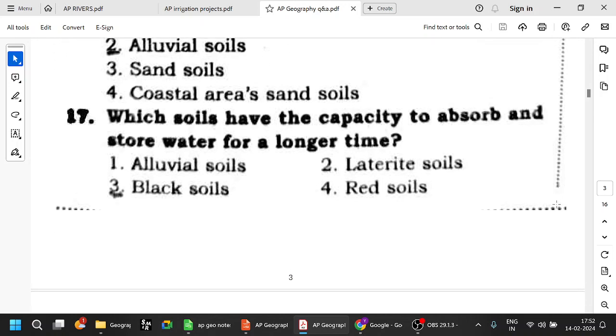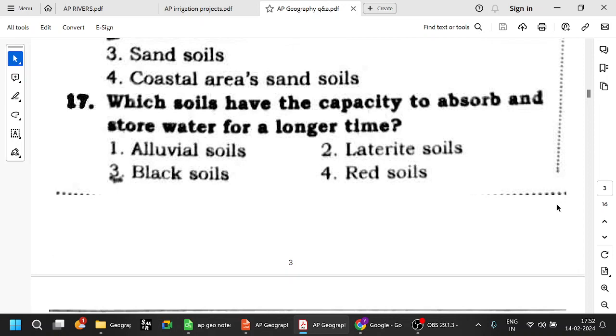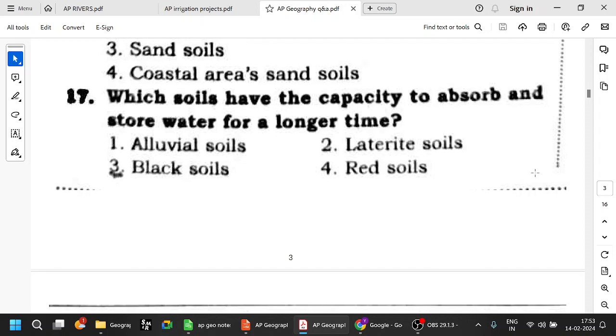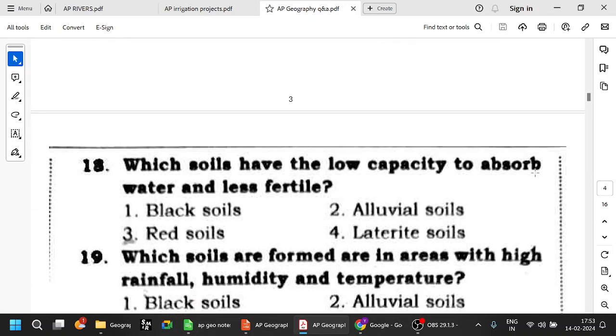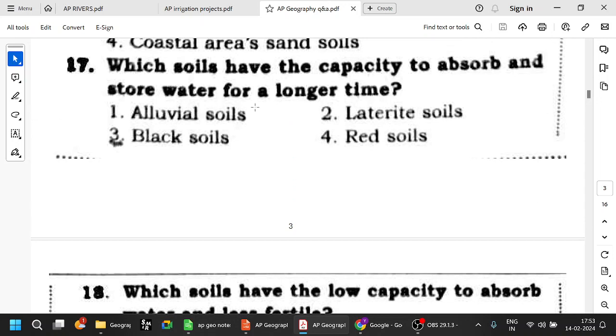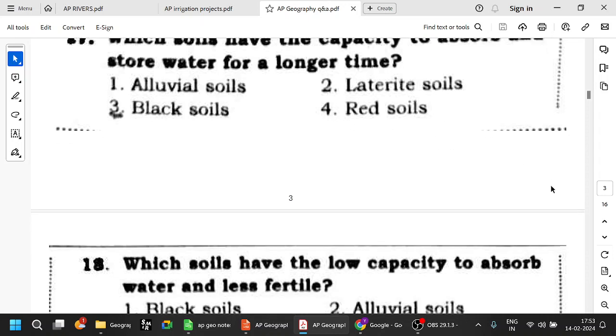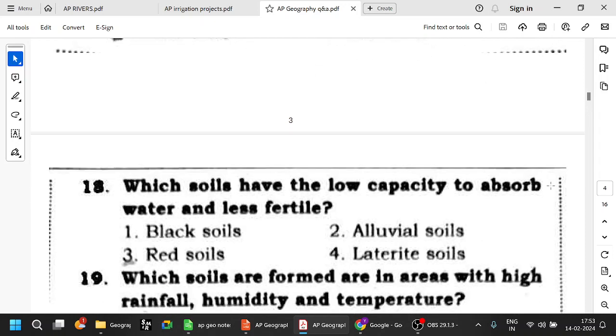Which soils have the capacity to absorb and store water for a longer time? See, black soils are also called tropical Chernozems. Chernozems are the most fertile soils in the world. They are in Ukraine, and black soils are called tropical Chernozems. They have high water retention capacity. They are very good for cultivation of cotton, tobacco, etc. So within this, alluvial soils and black soils are good for cultivation. On the other hand, red soils and laterite soils are not very good for cultivation. Remember that also. You need some irrigation for red soils and for laterite soils.